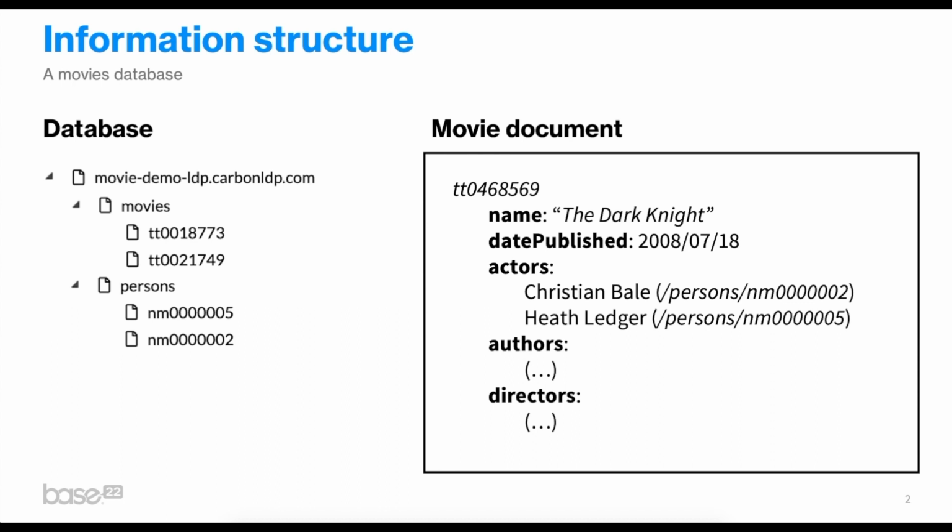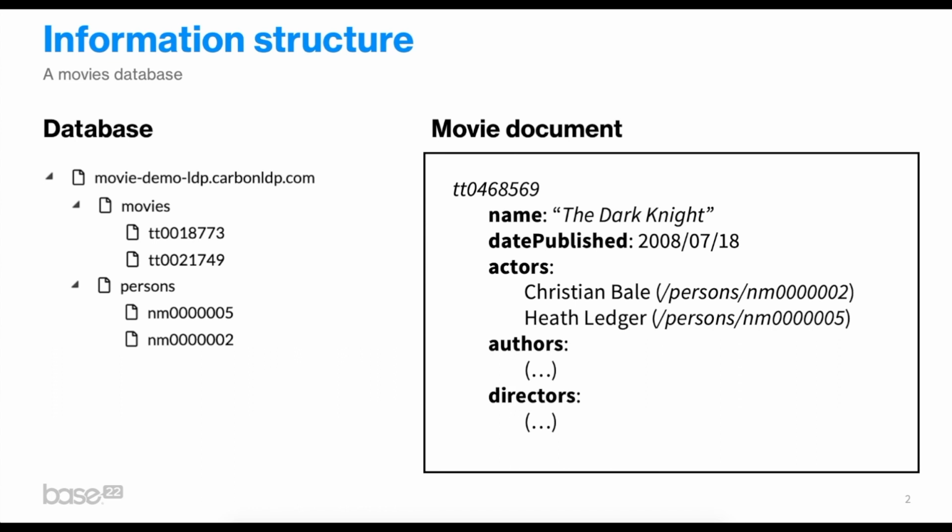We have a container of movies that has documents of type movie and a container of persons with documents of type person. A movie document has the following properties: name of type string, date published of type date, and actors, author, and directors, which are arrays of references to objects of type person.